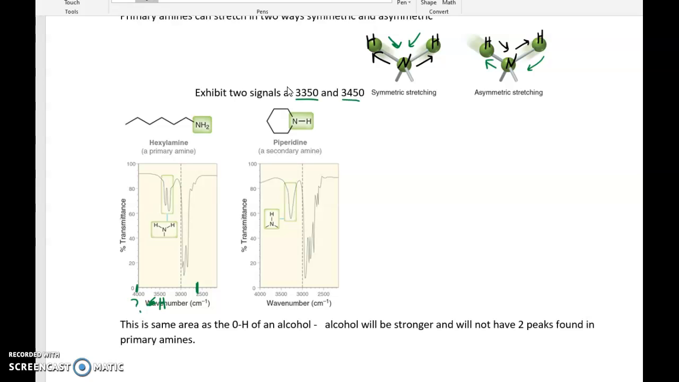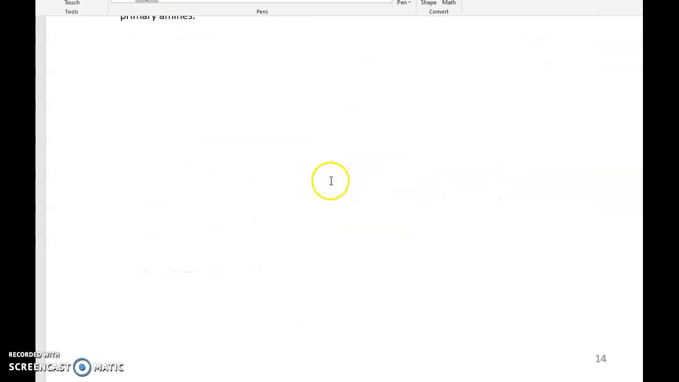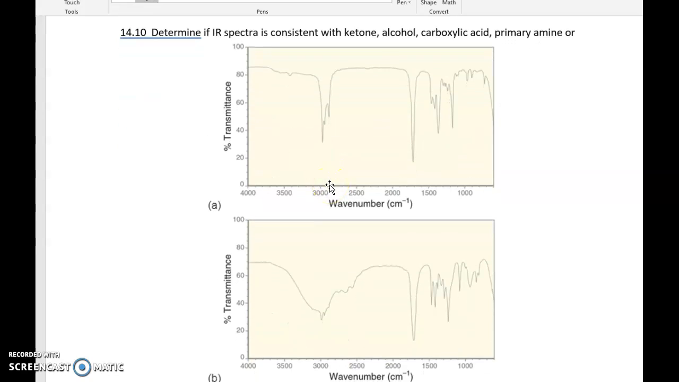This is fairly typical, though. You'll see two peaks for a primary and one peak for a secondary. This is our one peak. One thing is this will be smaller than a hydroxy, but it is in the same area as the hydroxy, so it can be hard to determine. So let's look at some things and see if we can figure out what's going on. You might want to stop your video and see if you can figure these out.